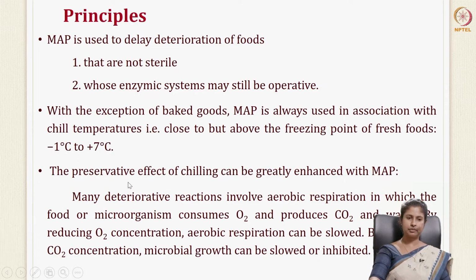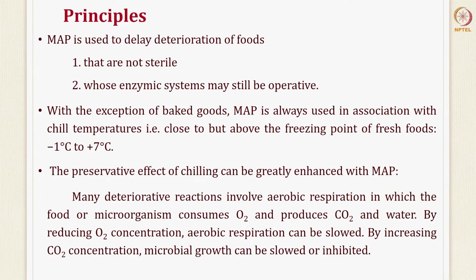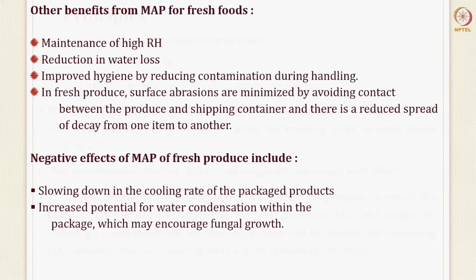7 degrees centigrade. And many deteriorative reactions involve aerobic respiration. We know that. Microorganisms, for example, require oxygen. So if you can modify the composition and decrease the oxygen content, that helps to reduce the microbial load. At the same time, a carbon dioxide increase can help in reducing the microbial load. So that again is done in your MAP.